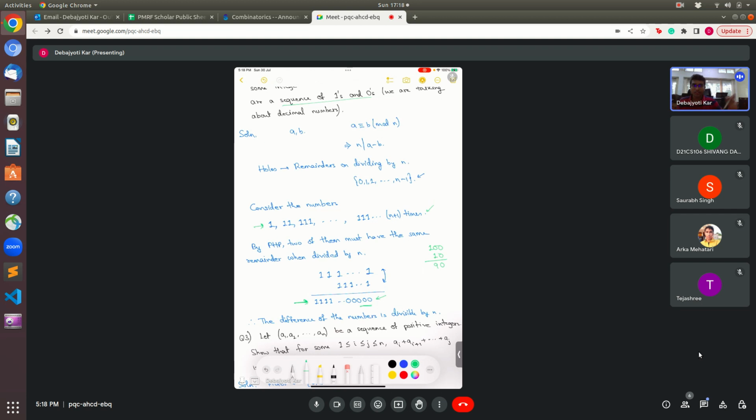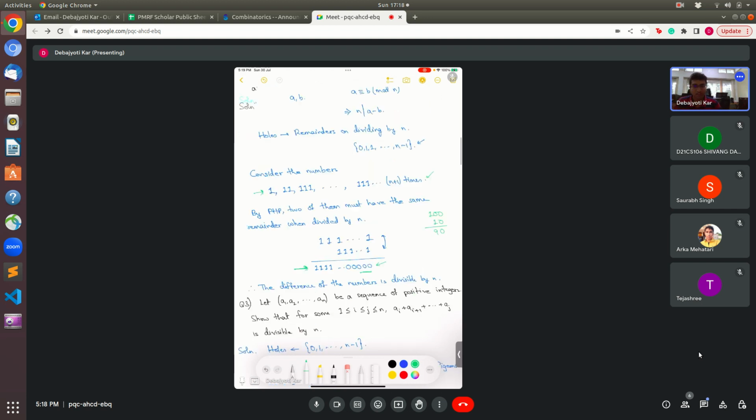In this sequence we can do anything. Ultimately we have to arrive at a solution, but in the intermediate steps we can do anything we like. So we constructed these numbers such that the difference of any two is a sequence of ones and zeros, and yeah, that's it.